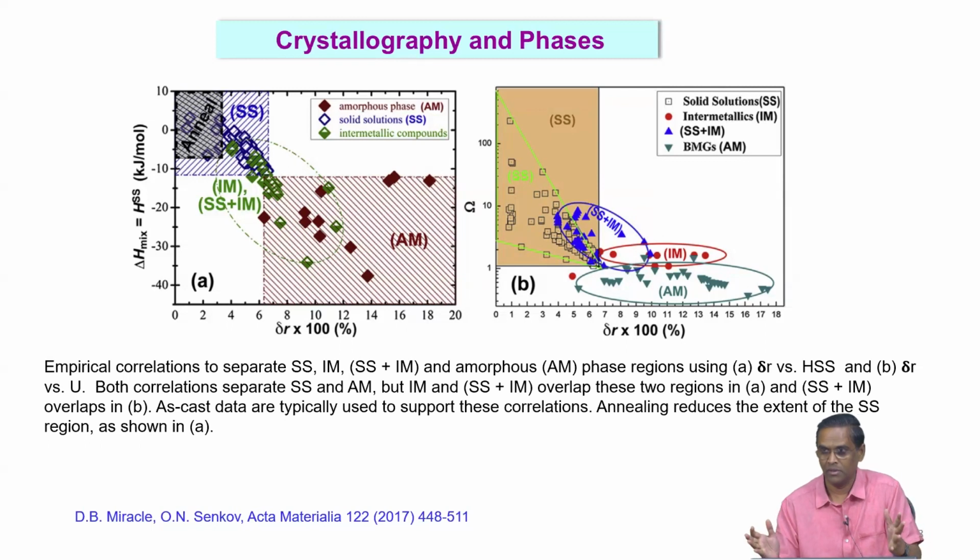Then I need some modeling help to reduce the experiments. So in this case, this empirical calculation also helps in selecting the right combination of alloying elements, how many phases it will form, and what crystal structure it will form. So for that, people have done this. You can see that the correlation is done. Both correlations separate solid solution and amorphous. But in the case of intermetallics and the solid solution plus intermetallic mixture, they overlap these two regions.